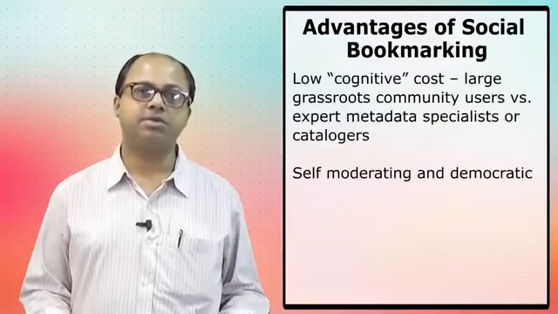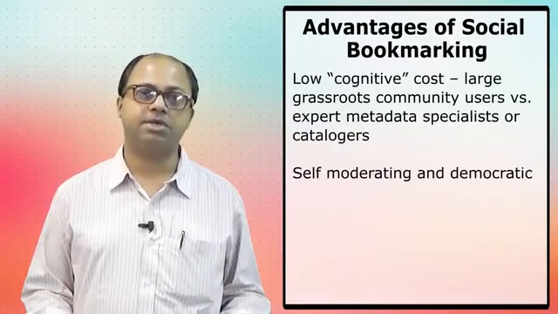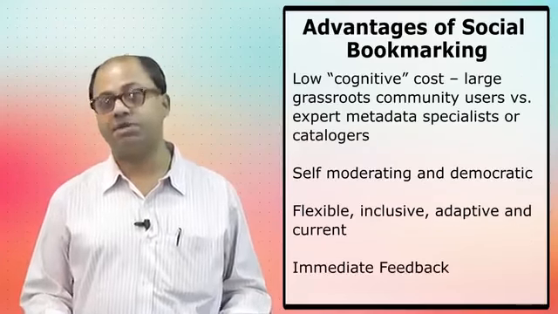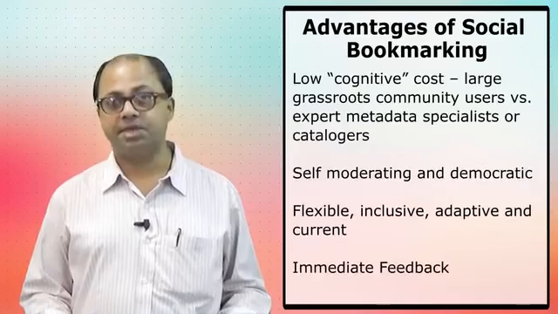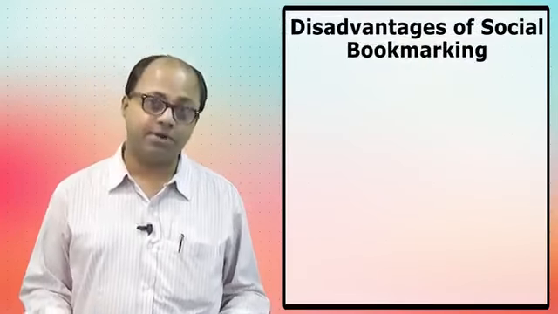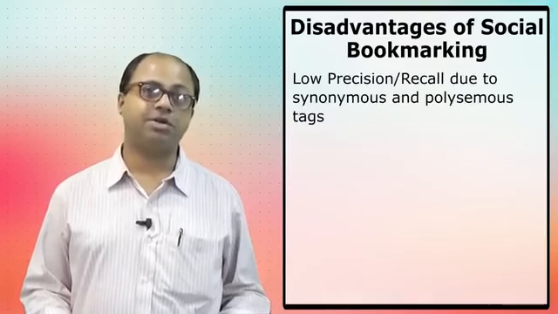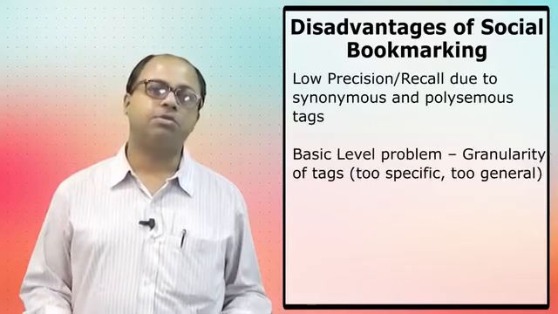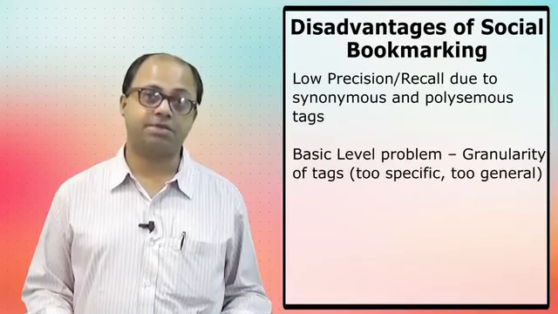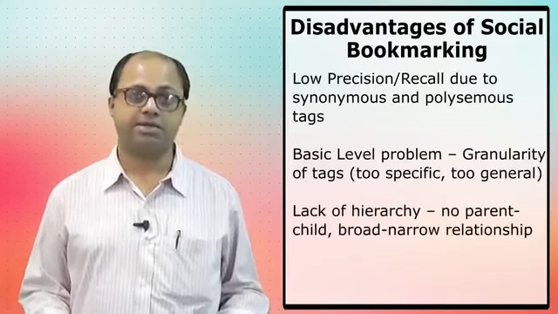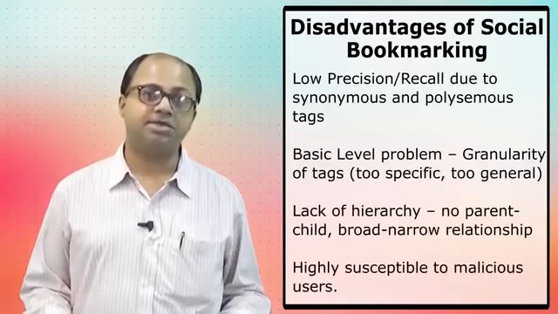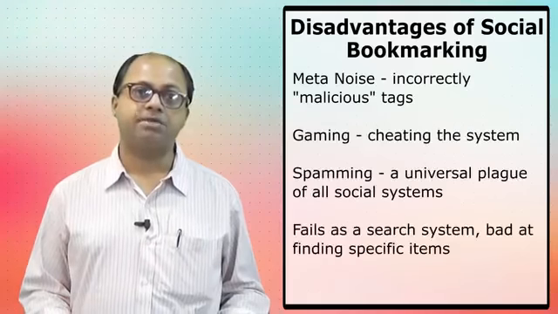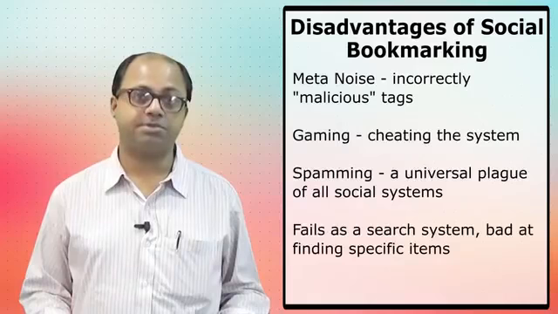Advantages of social bookmarking: low cognitive cost, self-moderating and democratic, flexible, inclusive, adaptive, currency is the most important part, immediate feedback, usability, serendipitous discovery. And disadvantages: first, low precision and recall due to synonymous and polysemous tags. Synonyms and polysemous tags are a problem, no doubt, a basic level problem. Granularity of tags, too specific, too general. Lack of hierarchy, no parent-child or broad-narrow relationship. Highly susceptible to malicious users. Meta-noise, incorrect and malicious tags. And it fails as a search system, being bad at finding specific terms.